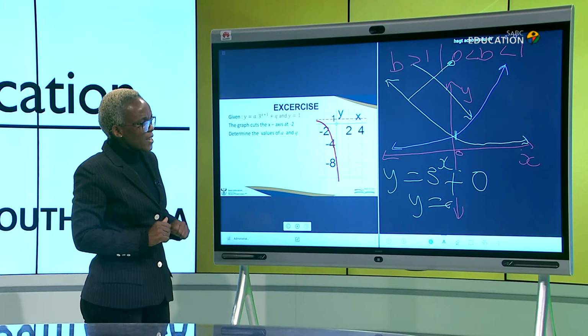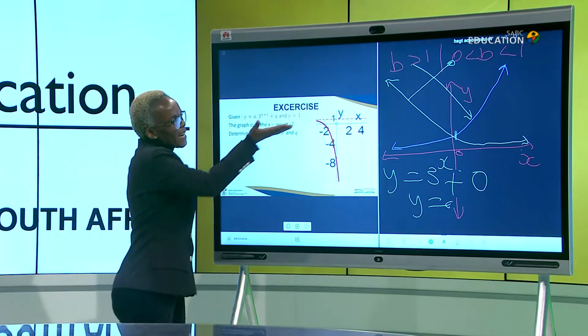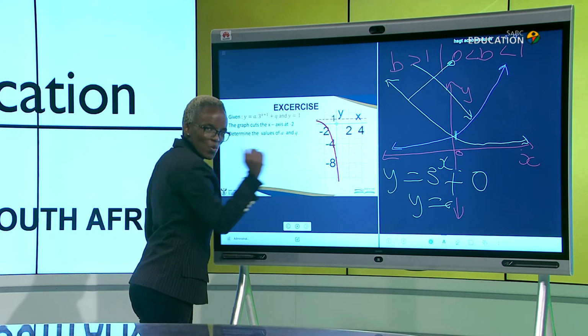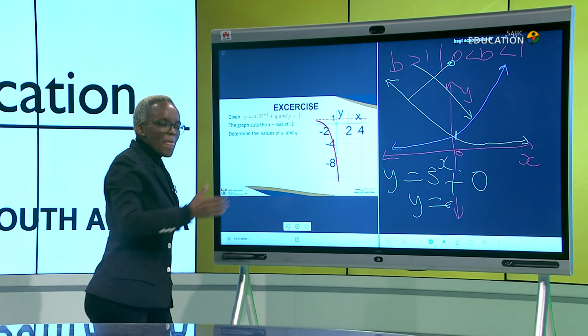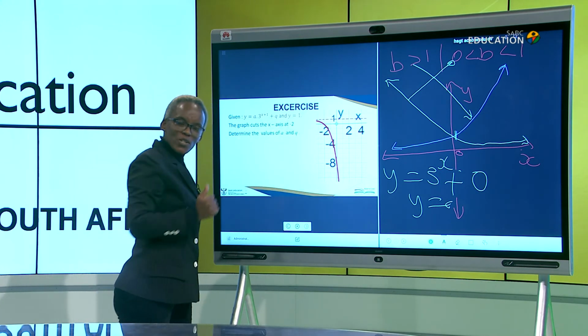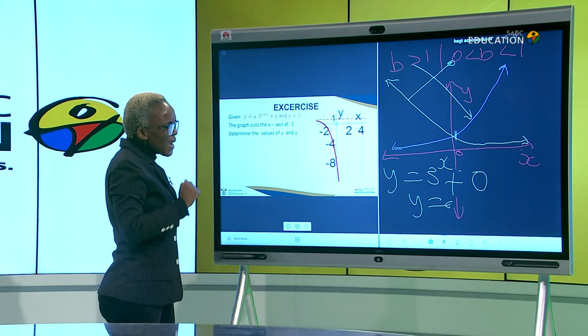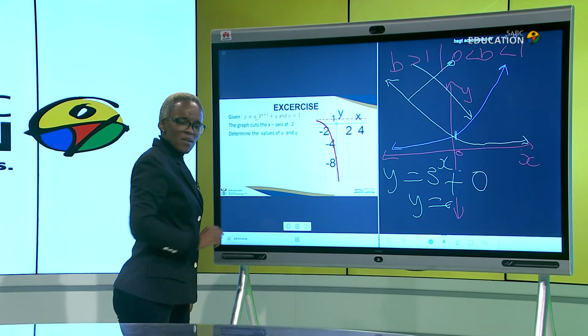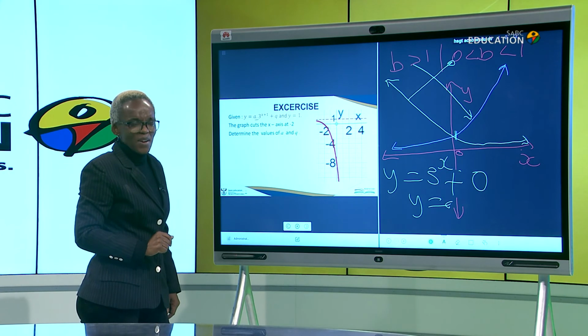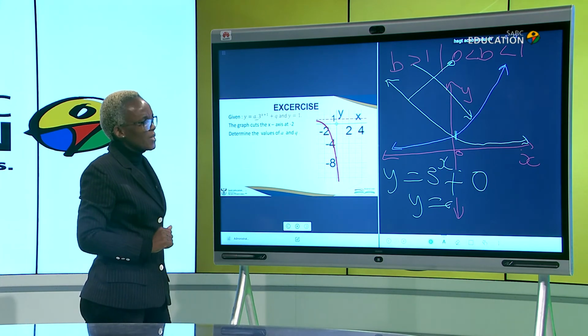So you will analyze, you can see, oh, the graph lies below the horizontal asymptote. Now, when it lies below the horizontal asymptote, it means what will be my a? My a is going to be negative because it lies below the horizontal asymptote.